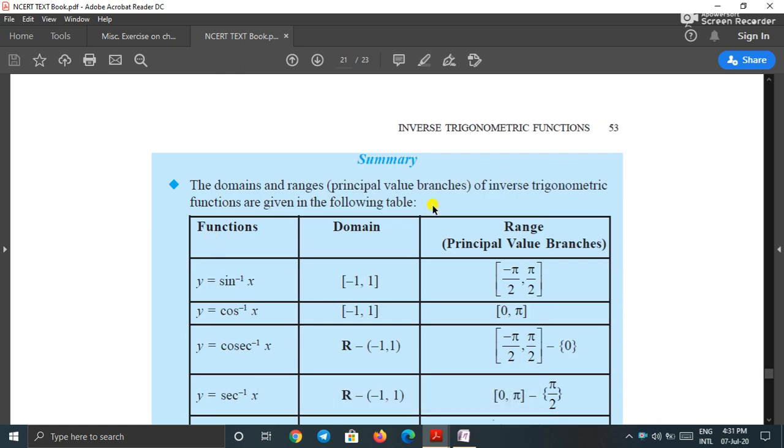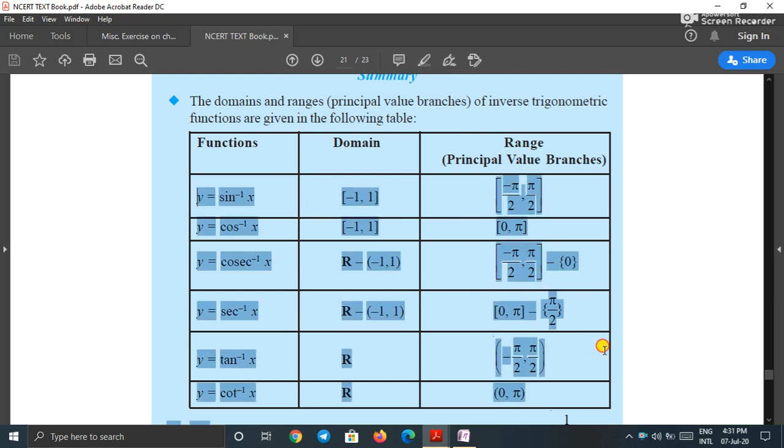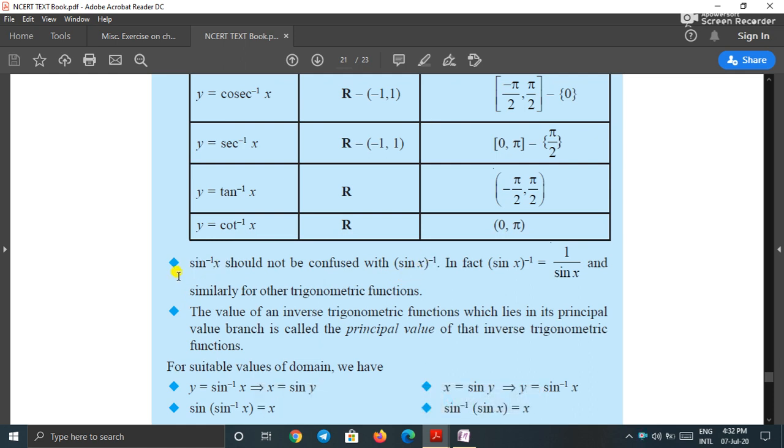This is the summary of your chapter. This table is very important for this chapter, so you have to learn this table, right? And another key point is that sine inverse x and sine x raised to the power minus 1, both are different things. This is the inverse of sine function, and this is the negative power of sine x. Sine x is a value, a number, but sine inverse is a function, okay? Sine inverse is the inverse of sine function, and sine x raised to the power minus 1 is equal to 1 upon sine x, which is equal to cosec x.